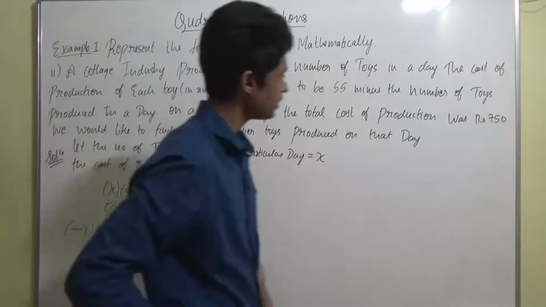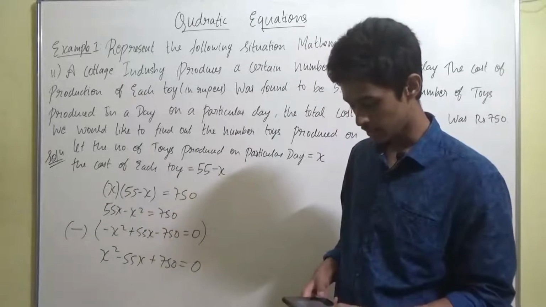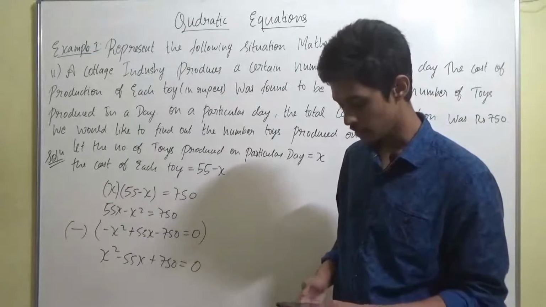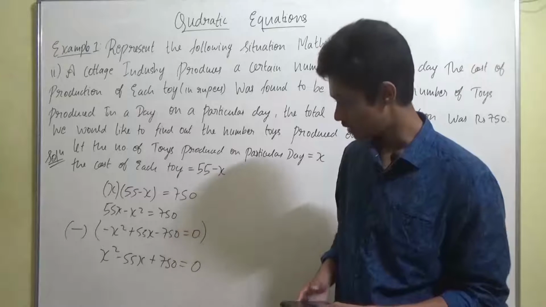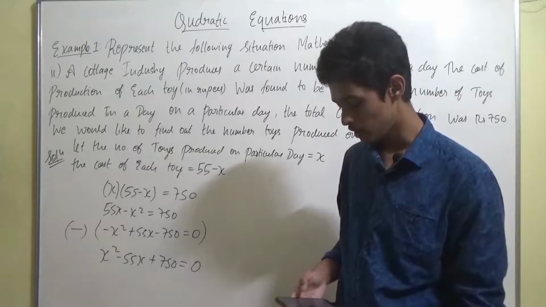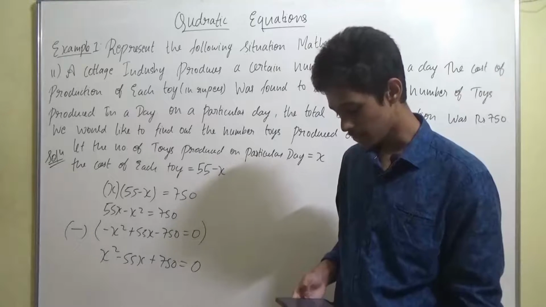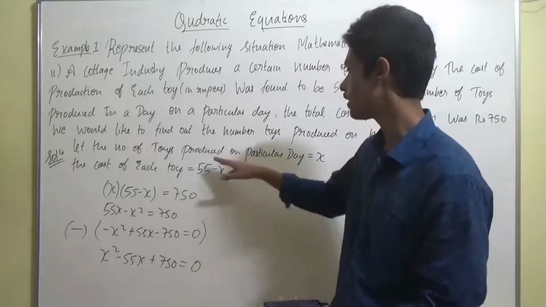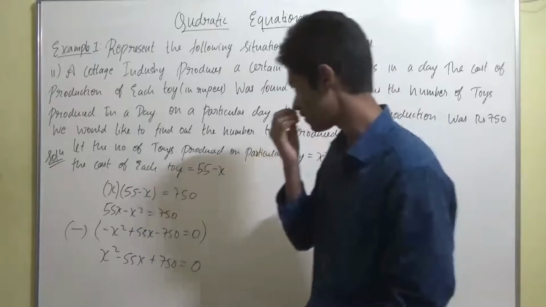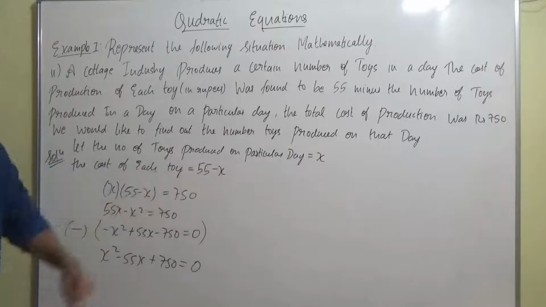Just a minute, guys, let me check. I'm pretty sure it's correct, but still let me check whether we have to go further and try to find the value of x as well, or else we have to stop here itself. Even in this question it's the same, guys. They asked us to find the number of toys produced on that day, right? To find that we have to find the value of x, right? Because x is the number of toys produced that day.